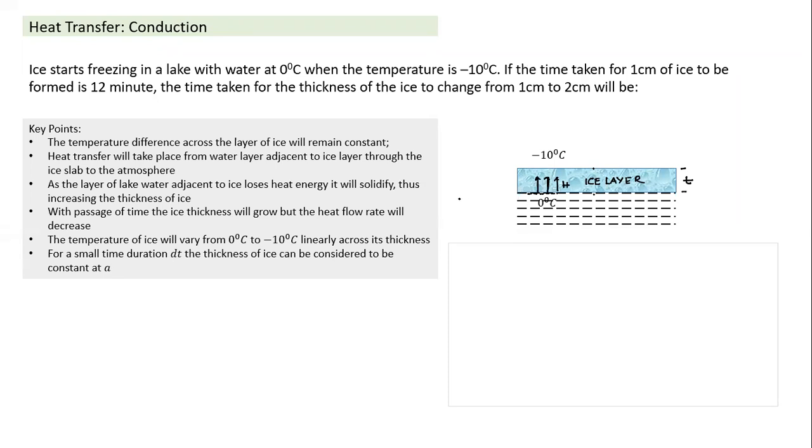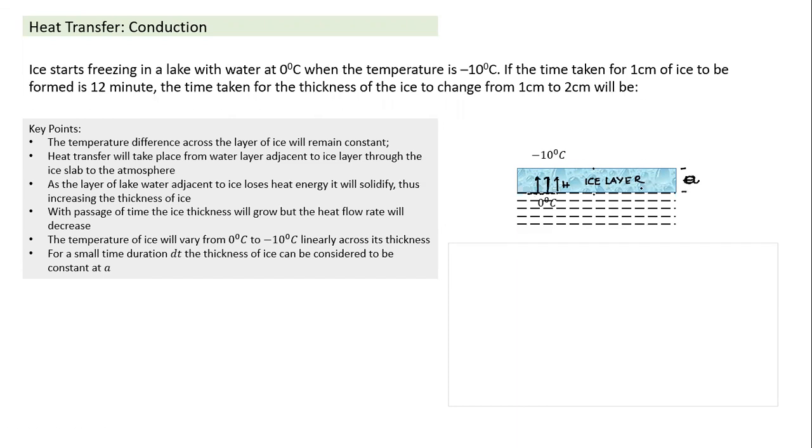Why are we taking a small time interval? The thickness is not constant. But if I assume the time interval to be small, I can assume thickness to be constant at A. So what is the thickness of ice? A. So let's assume what happens in time dt. Of course, some heat transfer will take place from here. If heat transfer takes place from a layer of water which is at 0 degree, it will lead to some mass getting solidified. If some mass gets solidified, it will lead to a change in thickness of ice.